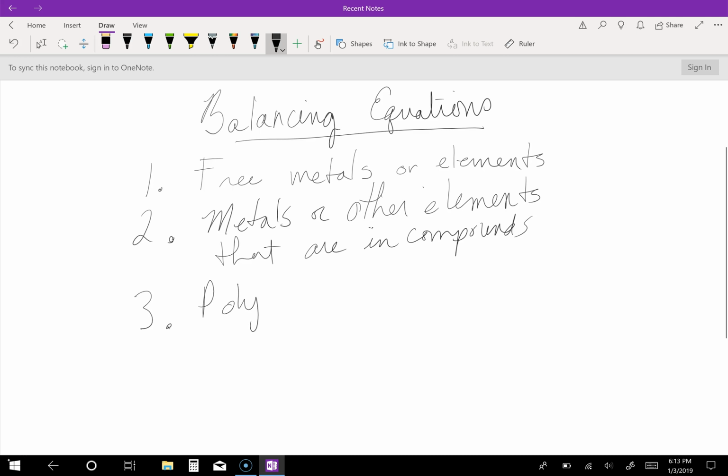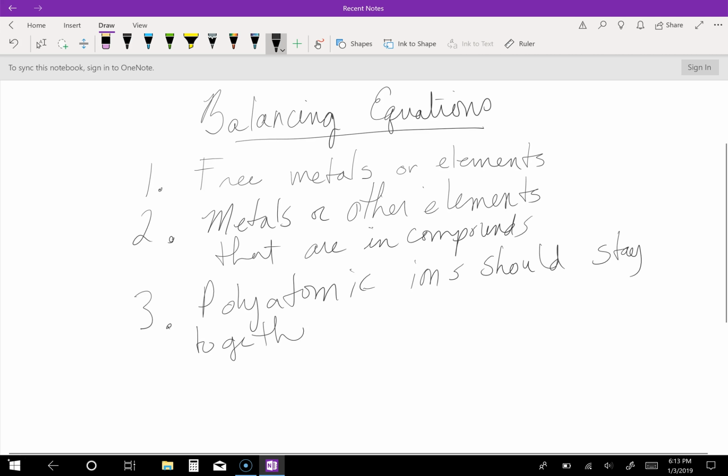The other thing we're going to look at is polyatomic ions. We're going to treat polyatomic ions as a whole unit. You may remember them from the naming section. They have multiple atoms in the ions, but we're not going to count all those atoms. We're just going to treat them as individual units.